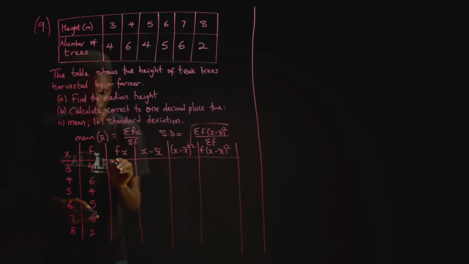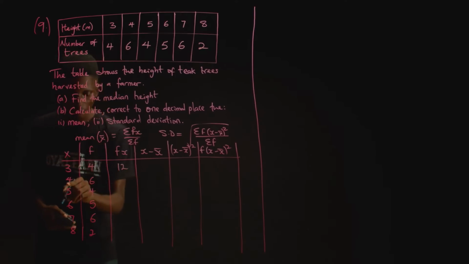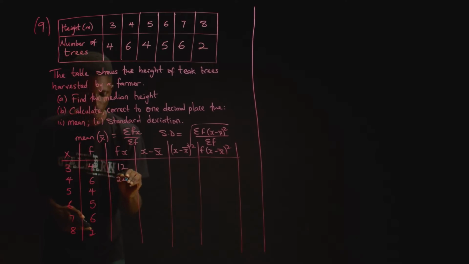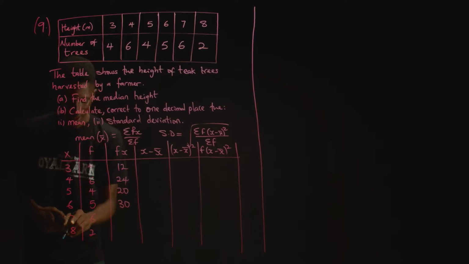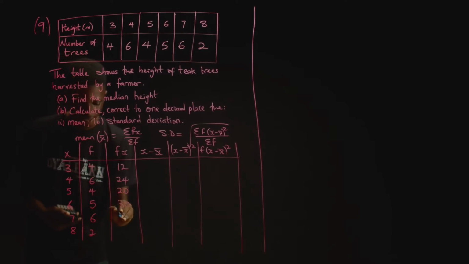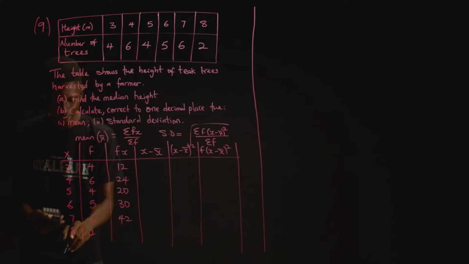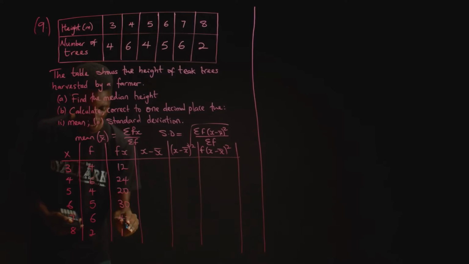So 3 multiplied by 4 gives us 12. 4 multiplied by 6, that's 24. 5 multiplied by 4, 20. 6 multiplied by 5, that's 30. 7 multiplied by 6, that's 42. And then 8 multiplied by 2, and then we have 16.